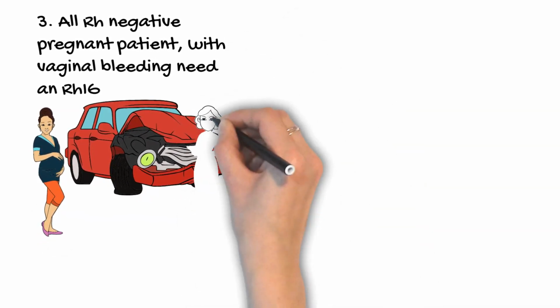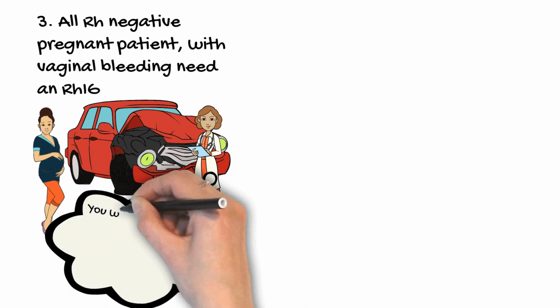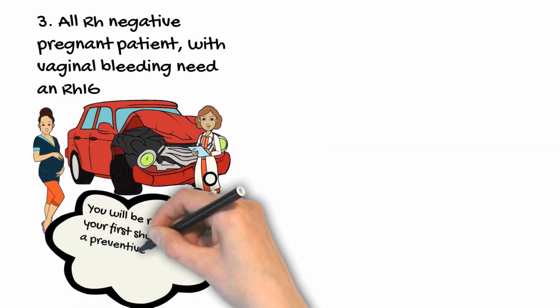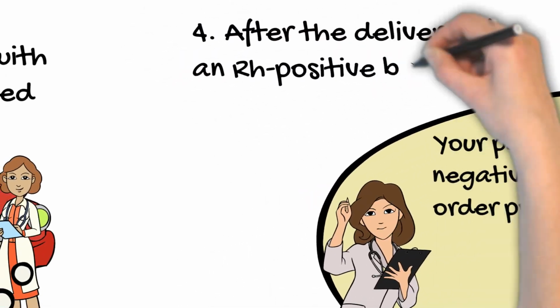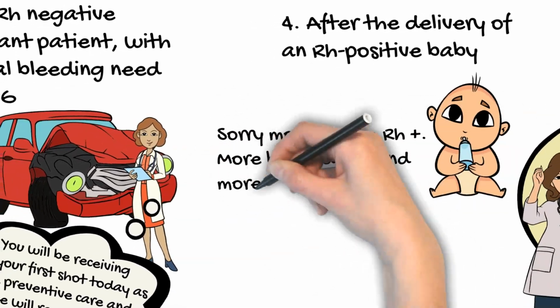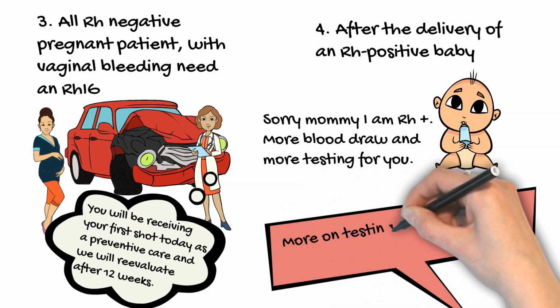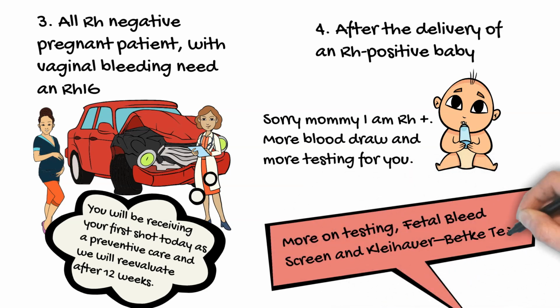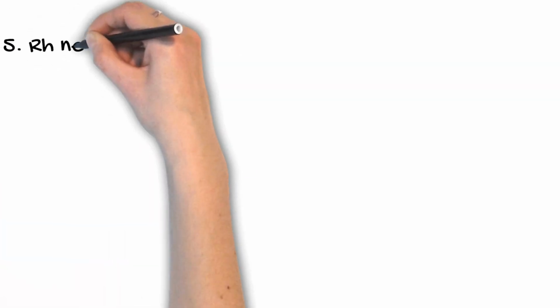A patient would be a candidate for a booster shot of an RhIG if the initial dose was more than 12 weeks prior to the due date. The patient should receive another dose of RhIG if her baby is Rh positive. If the baby is in fact an Rh-positive baby, a test must be performed to determine the amount of RhIG the patient would need. If you want to know more about the testing and how it's done, please leave me a comment down below in the comment section.